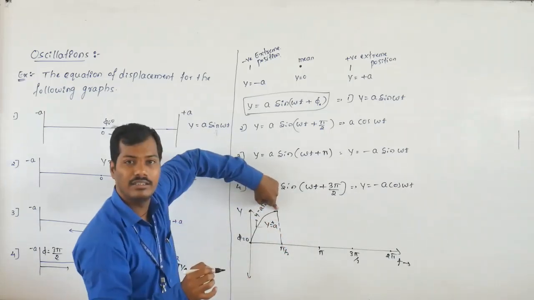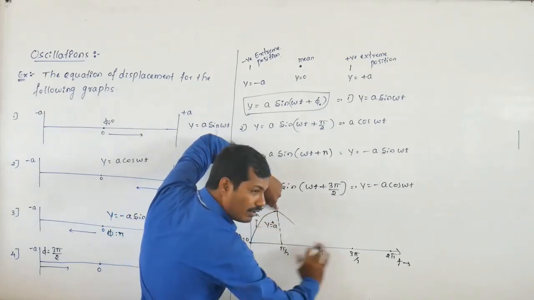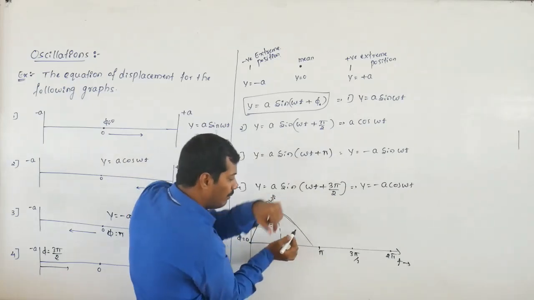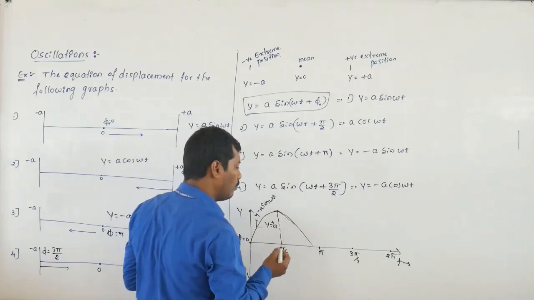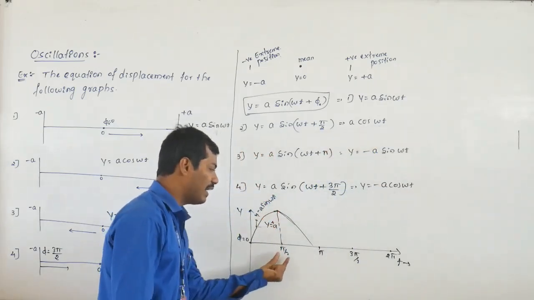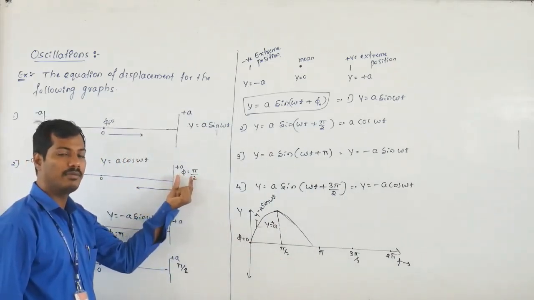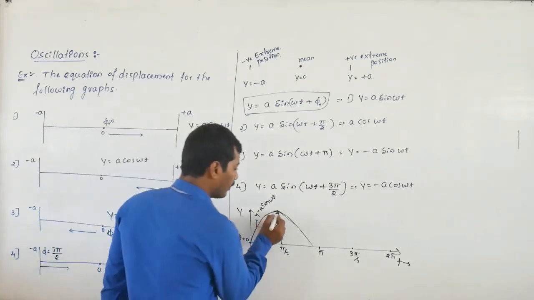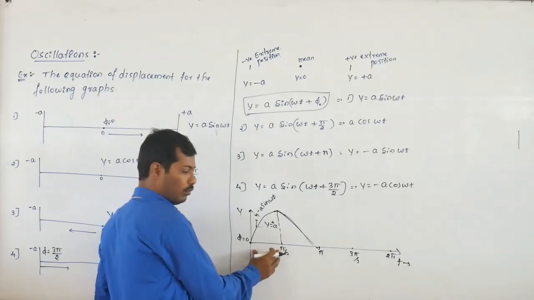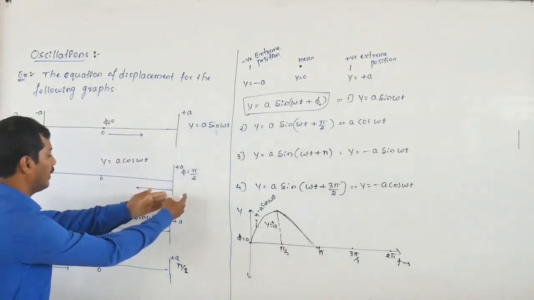At the extreme position, it is moving towards the mean position again. Now at the mean position, its equation becomes y is equal to cos omega t. Because here, what is the angle? Pi by 2. Then it reaches the maximum position, up to pi by 2, and again pi by 2 becomes pi. Next, it reaches the mean position again.